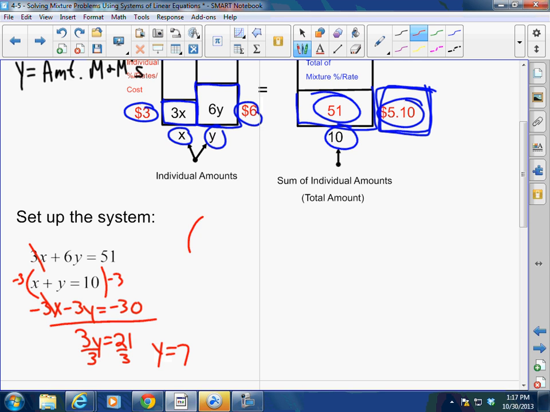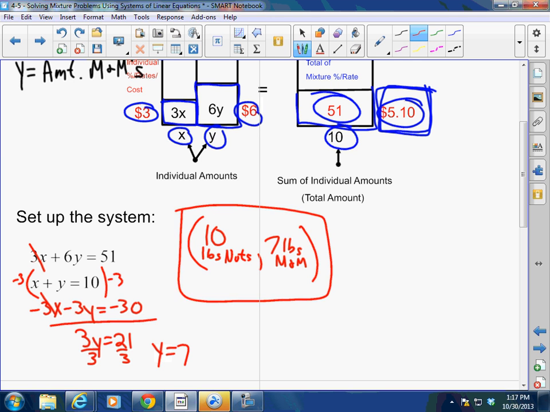So I have 10 pounds of nuts, comma, and 7 pounds of M&Ms. X equals 3. Maybe I should learn how to add. Yes. Thank you. Does that make sense, guys? I hear a lot of heavy breathing.